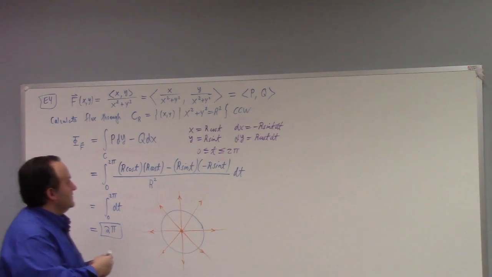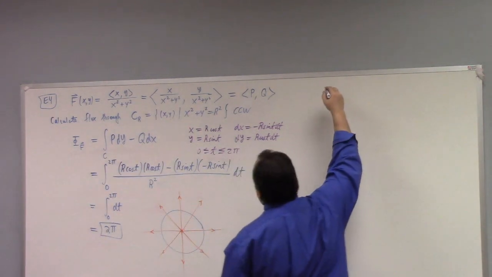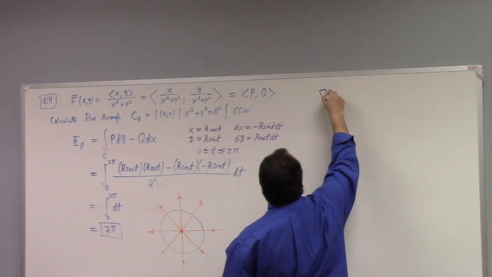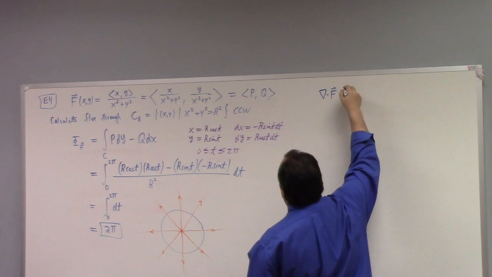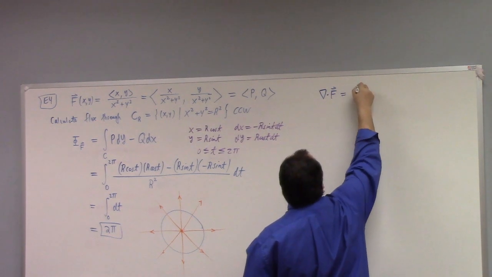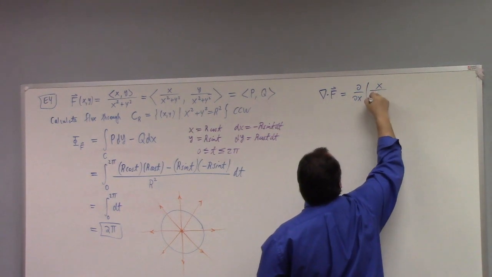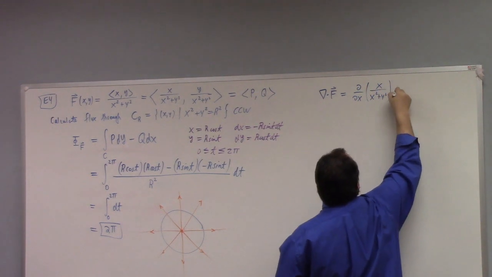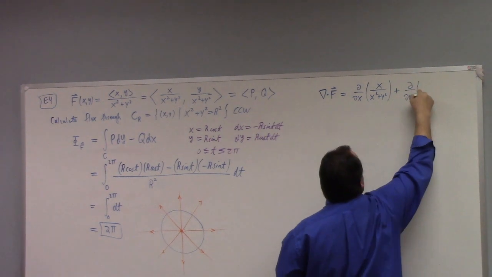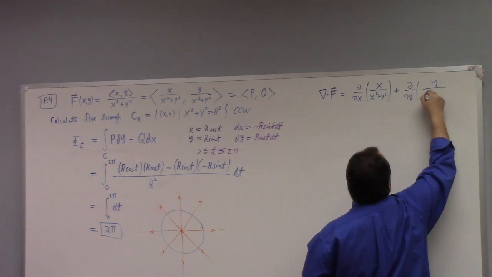Can you guys calculate? What's the divergence of this? What's the divergence of my f? Two-dimensional divergence here, obviously, right? So we've got partial x of x over x squared plus y squared, plus partial y of y over x squared plus y squared. How's that work out?